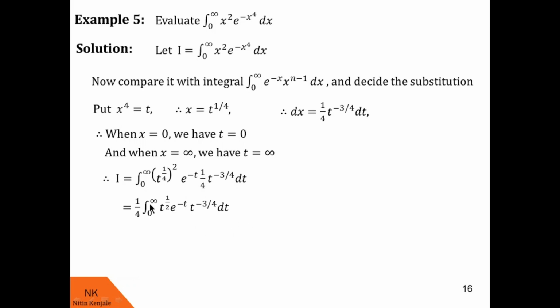Let us take out this constant. Then after multiplying these two t terms, we see we have 1 by 4 integral of e raised to minus t into t raised to minus 1 by 4 dt. But this integral is nothing but gamma of 3 by 4. This 3 by 4 we obtained by adding 1 in the power of t. So value of I is 1 by 4 into gamma of 3 by 4. I hope you understood this answer. Let's go ahead for next example.